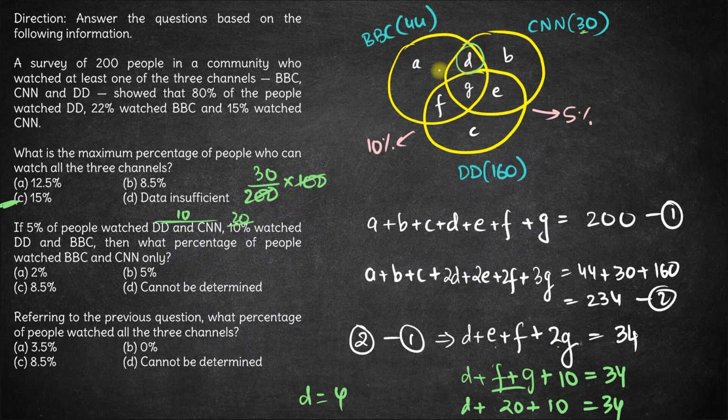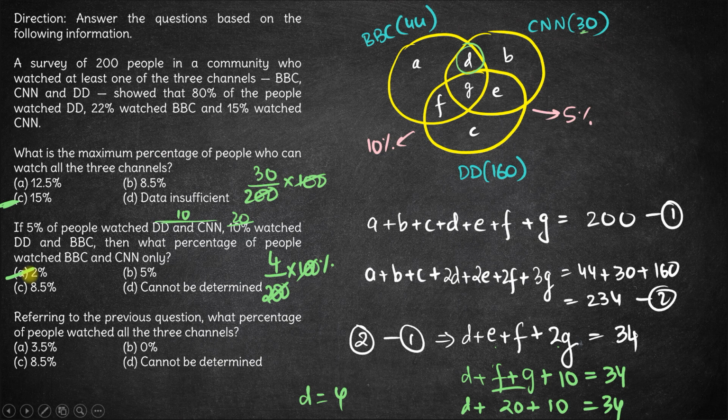The number of people watching only BBC and CNN is D, which is 4. So the percentage of people is 4 out of total 200 into 100%. So the zeros cancel out. 4 by 2 is 2%. So option A here is the right answer to this question.